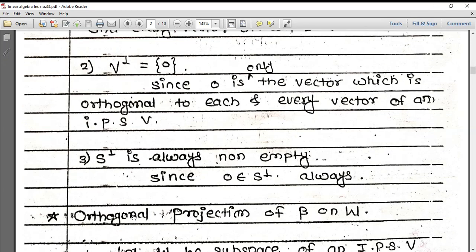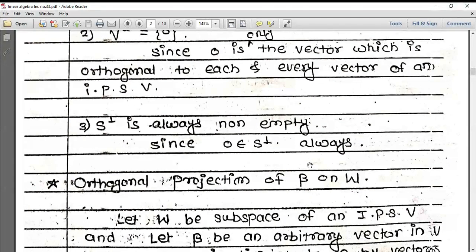Now, S perp is always non-empty, so at least one vector exists in S perp. Why? Since 0 is perpendicular to every vector of S, hence 0 always belongs to S perp. In the subspace S perp, 0 is always there. Hence S perp is always non-empty. Then the next point is the orthogonal projection of B on W.